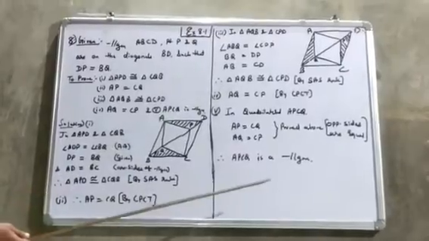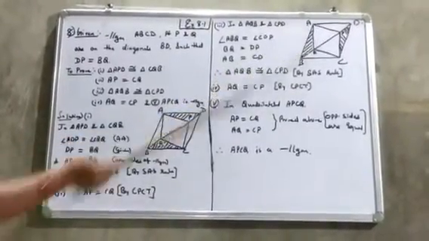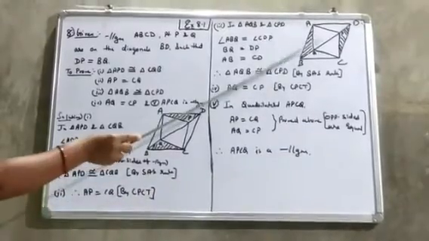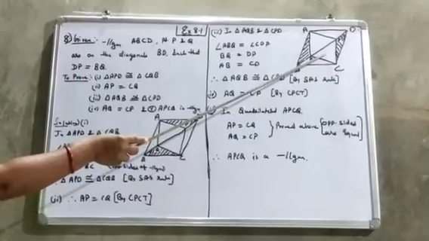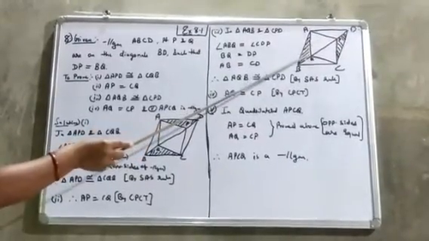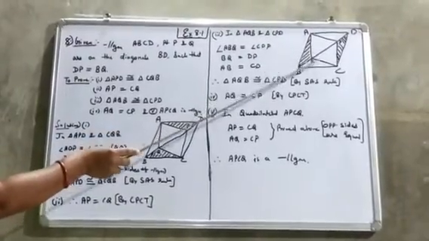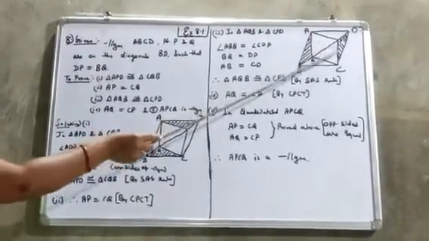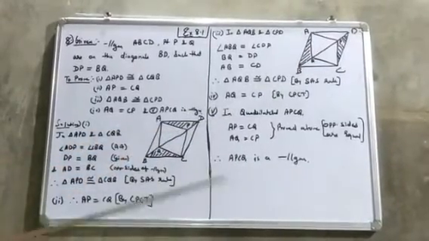You can even use a different criterion also. There are many criteria for proving a quadrilateral to be a parallelogram. For this, you can even take the congruency between these two triangles, AQP and CPQ. You can prove congruency by SSS. This and this are equal. This side and this side are equal, and this is common. So these two triangles will be congruent.